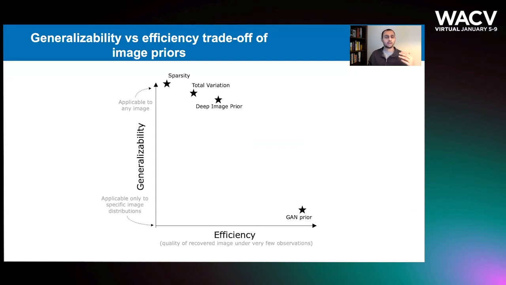We know that classical priors like sparsity or total variation, and more recent ones like the deep image prior, are applicable to any kind of image, but they tend to be less efficient in the sense that they cannot recover a great quality image because they make very few assumptions about the data. Whereas a GAN prior that is trained on, let's say, only faces is able to recover an extremely high quality reconstruction for very few observations, but does not generalize at all. GPP occupies a sweet spot where it's more efficient than classical priors, but way more generalizable than GAN priors, and as a result is much more practically applicable.